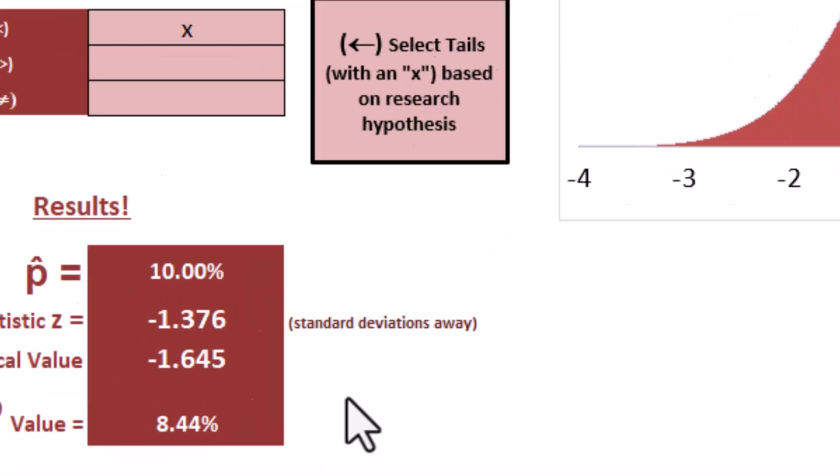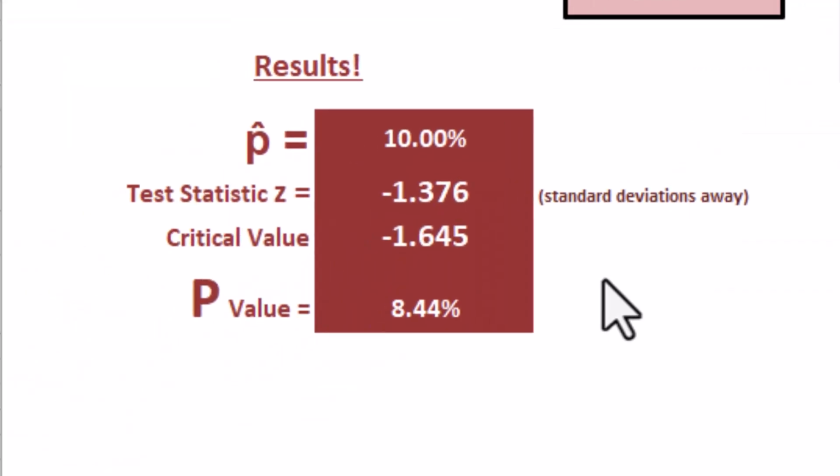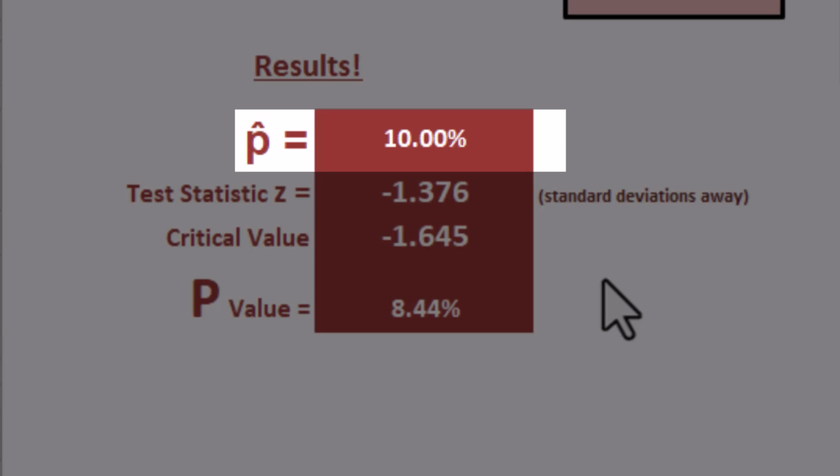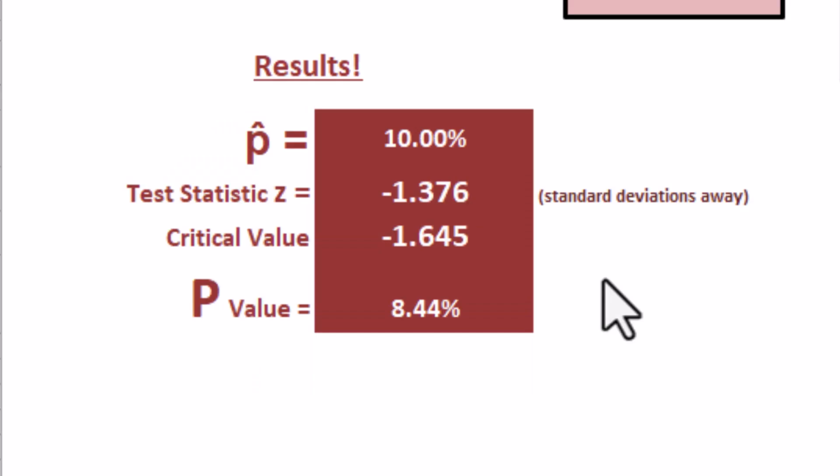If we scroll down here, this is the goods right here. So the results, piece by piece. P hat, that is the sample proportion. You already knew what that was. It's 50 divided by 500, that's 10%. Less than 12%? Yes, indeed, less than 12%. Is it significantly less than 12%? Well, that's what the next three items tell us.